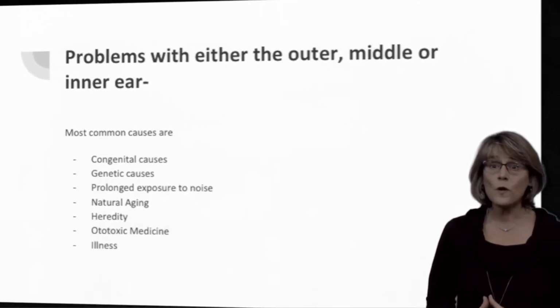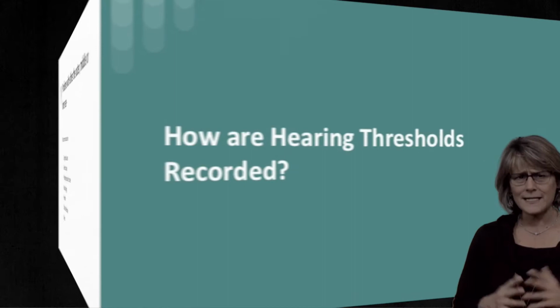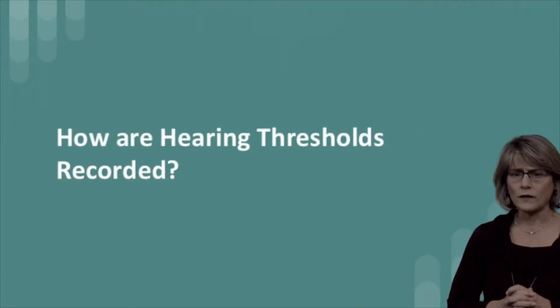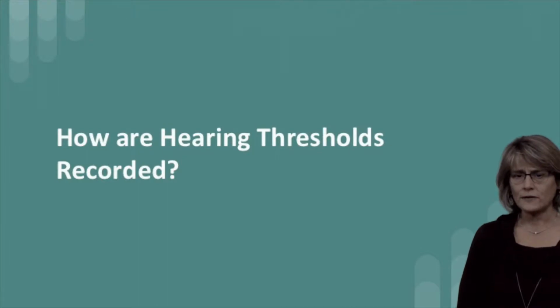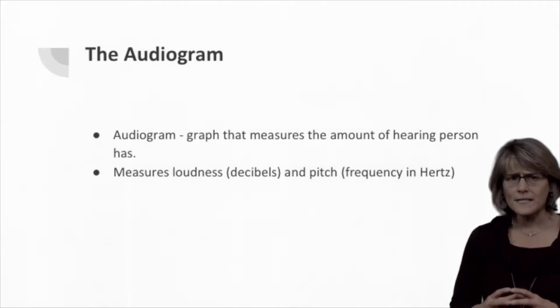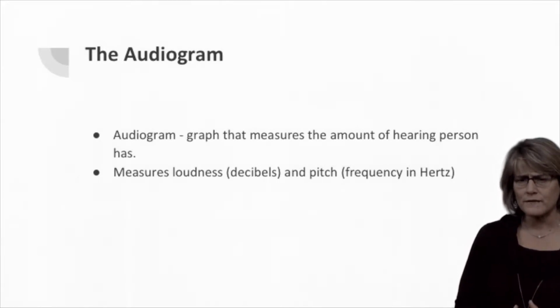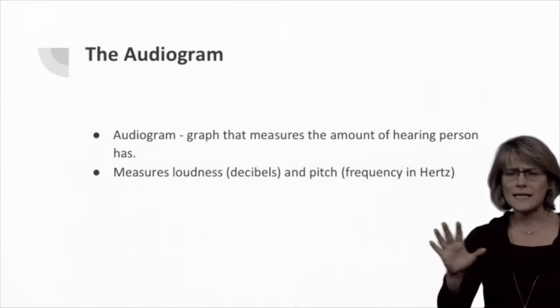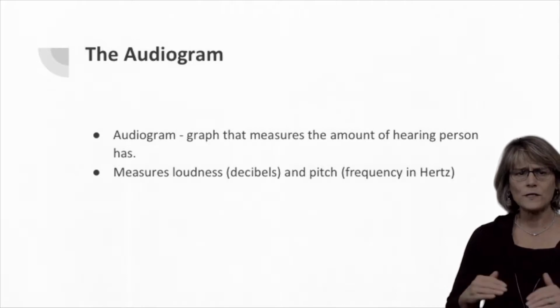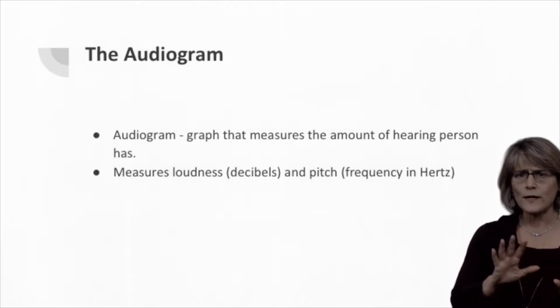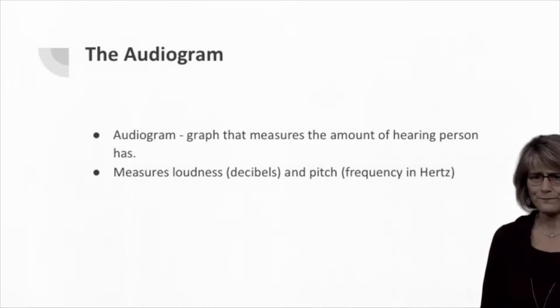Now we record hearing thresholds. That's the level at which you can hear sound very, very softly, on what we call an audiogram. An audiogram is a graph that measures the amount of hearing that a person has. It measures what we call the softest sound they can detect 50% of the time. It measures it in loudness, or decibels, as well as pitch. That's the frequency. So we want to know how soft they can hear sound in the low pitches all the way to the high pitches.